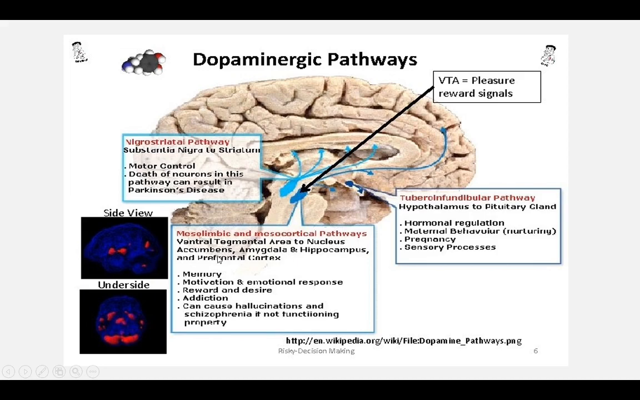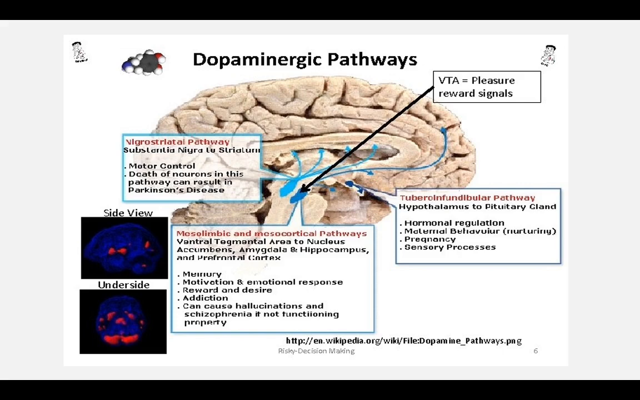We already had, when Alka presented a bit on the anatomy of the brain, all these covered. Now, basically the VTA, or the ventral tegmental area, gives the pleasure reward signals. So this is the seat of what? It is a seat of memory, a seat of motivation and emotional response, a seat of reward and desire. Remember the reward pathway that we have discussed when it comes to substance use, right?